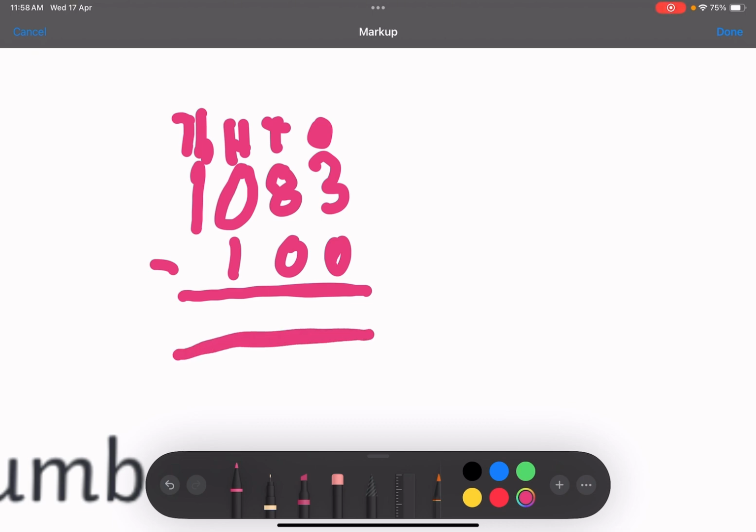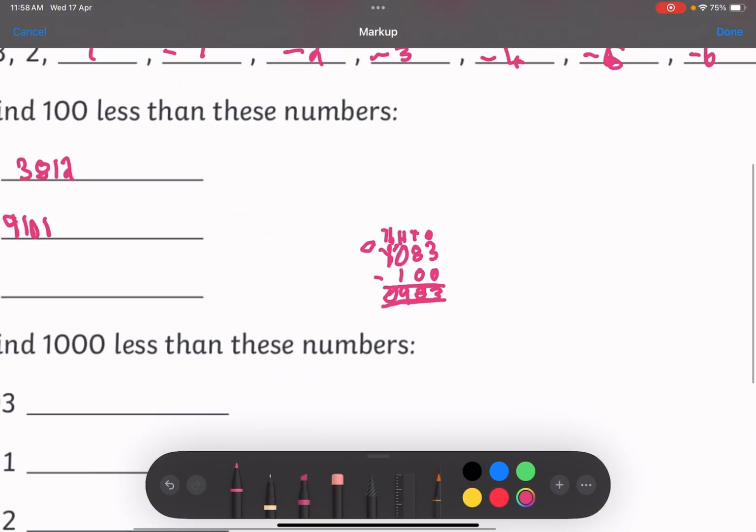So we have 3 take away 0 is 3. 8 take away 0 is 8. So now we have 0 take away 1. You can't do that because it has to be the biggest number first. So this is going to be 0, and then this is 10. 10 take away 1 is 9. 9, and then 0 take 0, 983. So there you have it.